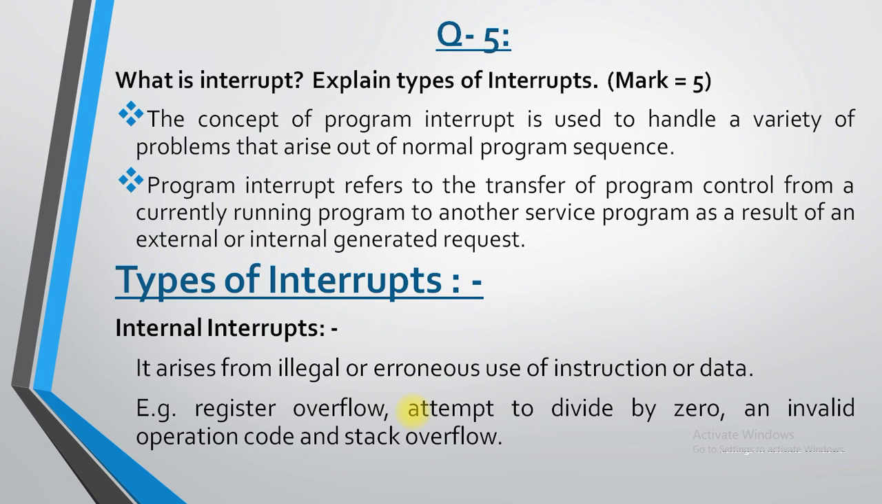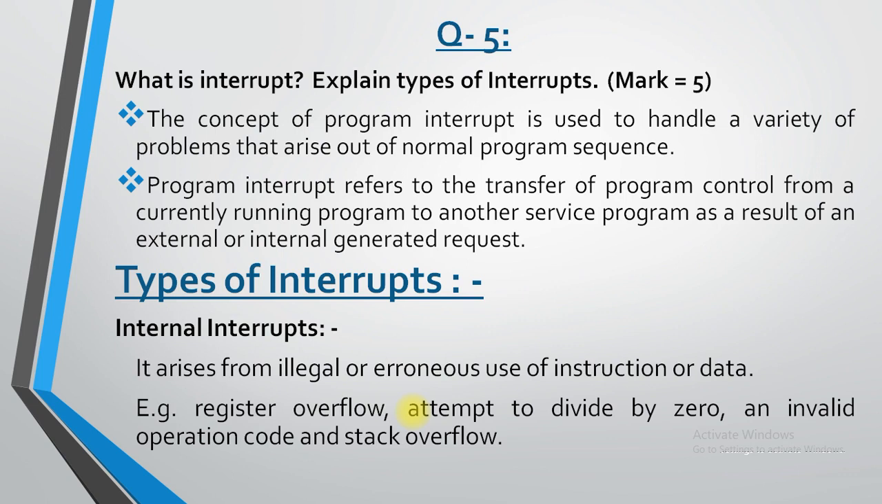Sometimes it may be possible that you execute your program and instead of your computer screen, some other program is started or some action is performed at that time, or abnormally execution of your program is there. So at that time, such kind of problem is known as interrupt. The program interrupt refers to the transfer of program control from a currently running program to another service program as a result of an internal or external generated request.